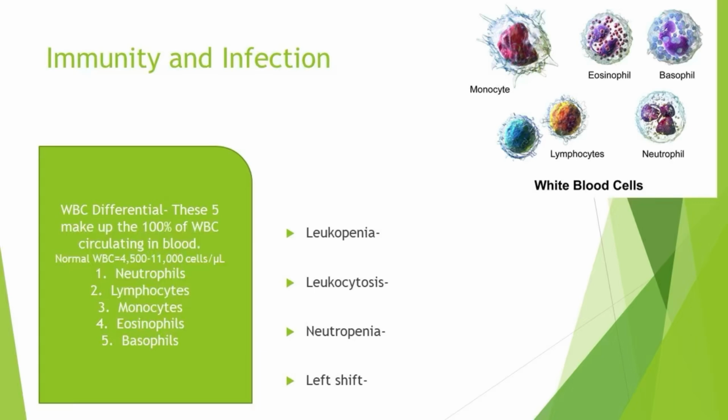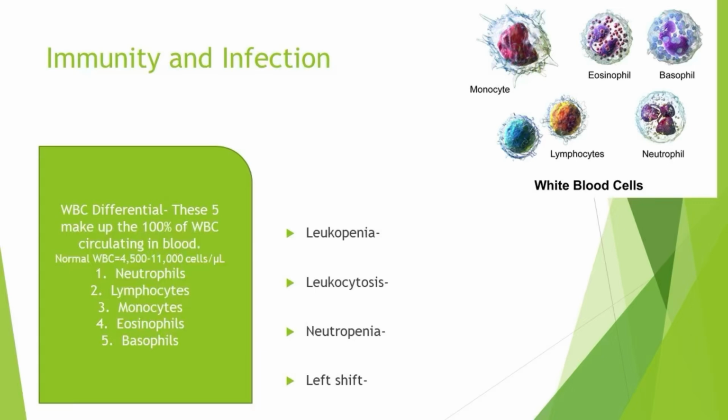Then we have the lymphocytes, which can make up 20 to 40%. This is our key player in immune responses. This is when our T cells and our B cells are jumping in. Then we have our monocytes, which is way less. It's about 2 to 8% of our total white blood cell count.